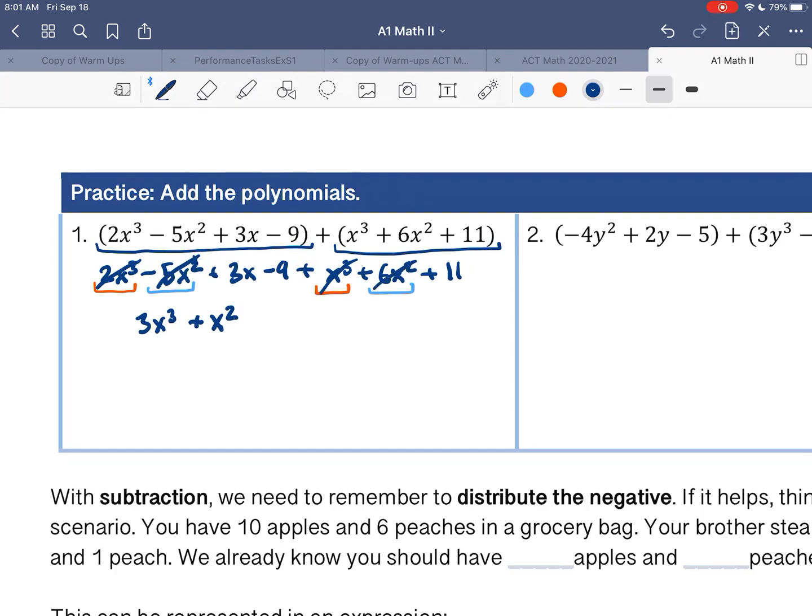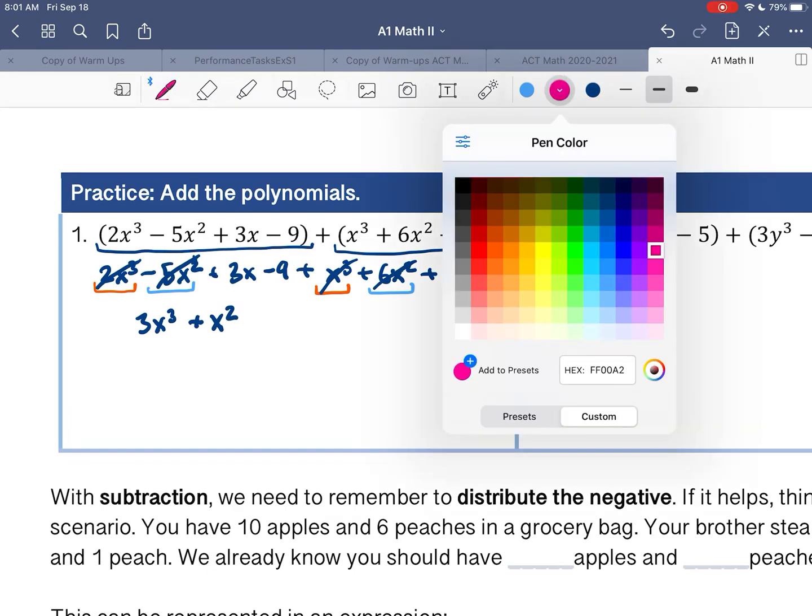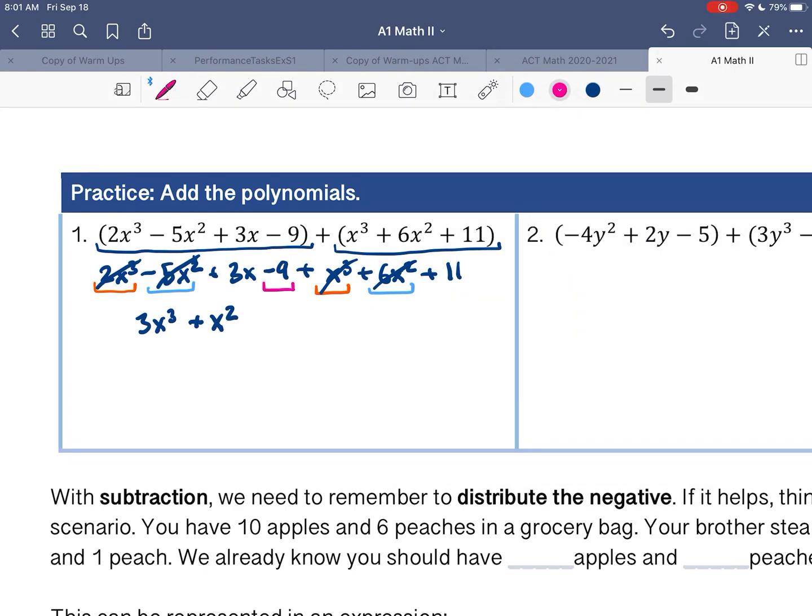The last thing I'm noticing that can be combined, and let me grab a new color here, is this negative 9 and this plus 11. Those are also like terms because they have no variables raised to no powers. So they're just normal numbers that we're adding together. Okay, so negative 9 plus 11 makes 2, plus 2. And I left a little space because I know that this 3x doesn't have anything to combine with, so I'm going to just put that right here.